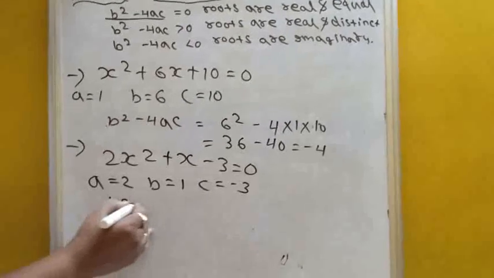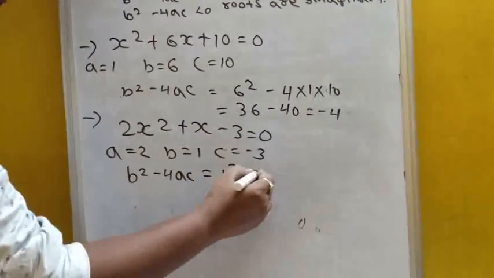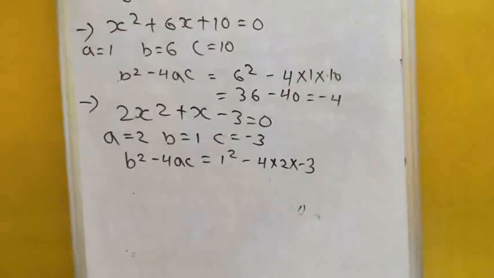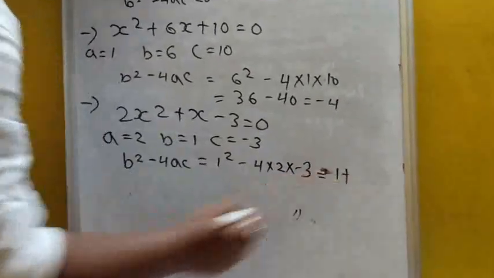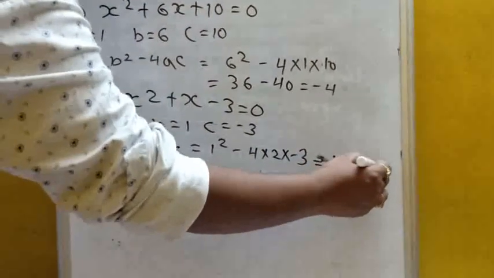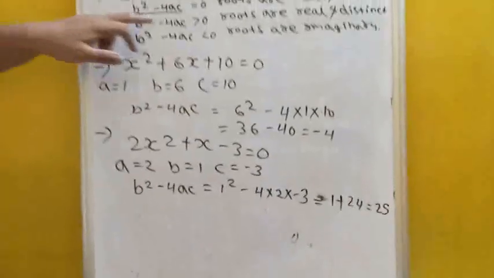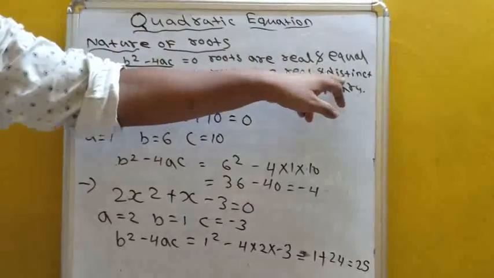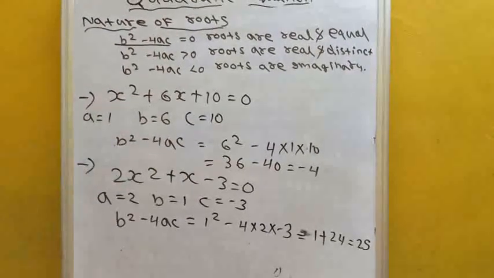Then b square minus 4ac is equal to, find out, b square equal to how much? 1 square minus 4 into 2 into minus 3. So 1 square equals 1, plus 4 times 3 is 12, 12 times 2 is 24. 24 plus 1 equals how much? 25. So 25 means b square minus 4ac is greater than 0. So the roots are what? Real but distinct. Distinct means unequal, not equal. Two different roots will come.